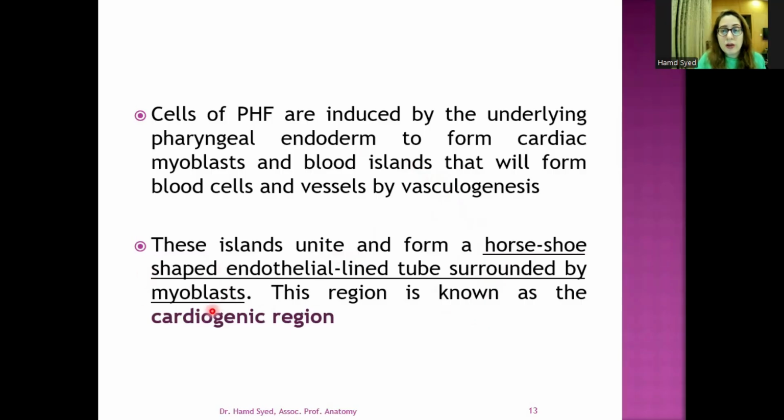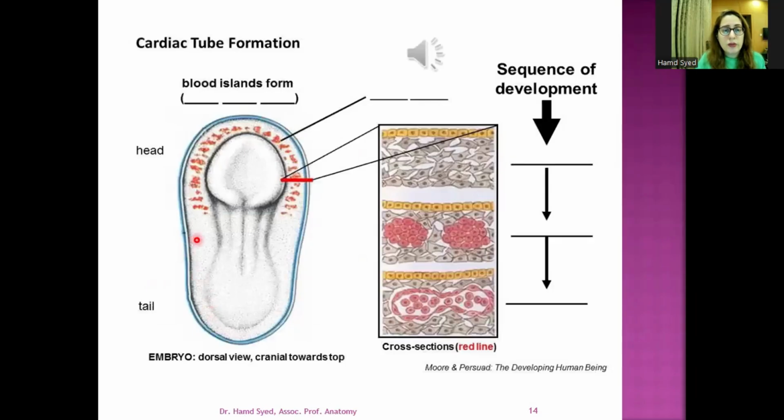This region is known as the cardiogenic region. So if we take a section from this slipper-shaped embryo, this section will show us the sequential development of the mesenchymal cells into the blood cells and into the endothelial cells. Initially, these mesenchymal cells are distributed randomly, but then they become organized.